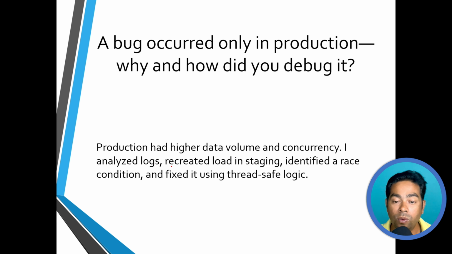A bug occurred only in production. Why, and how did you debug it? A bug occurring in production is expected.